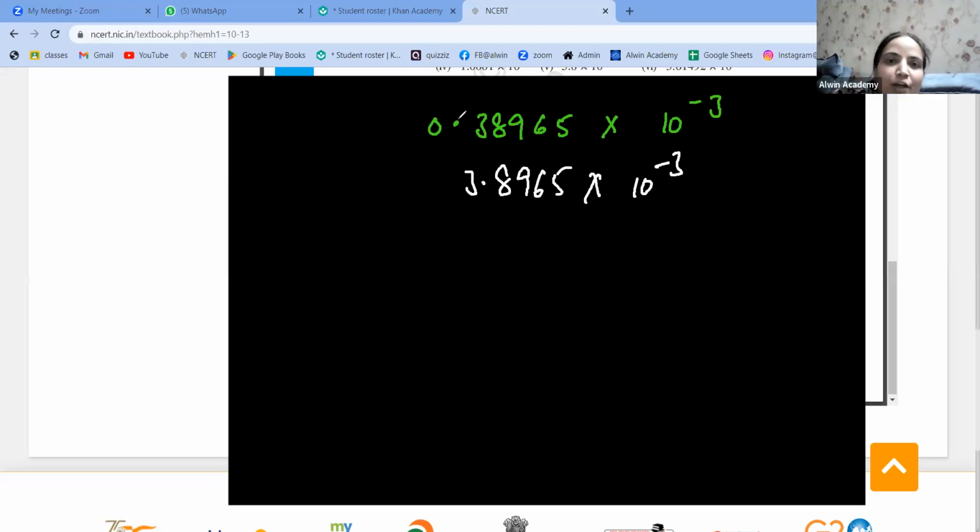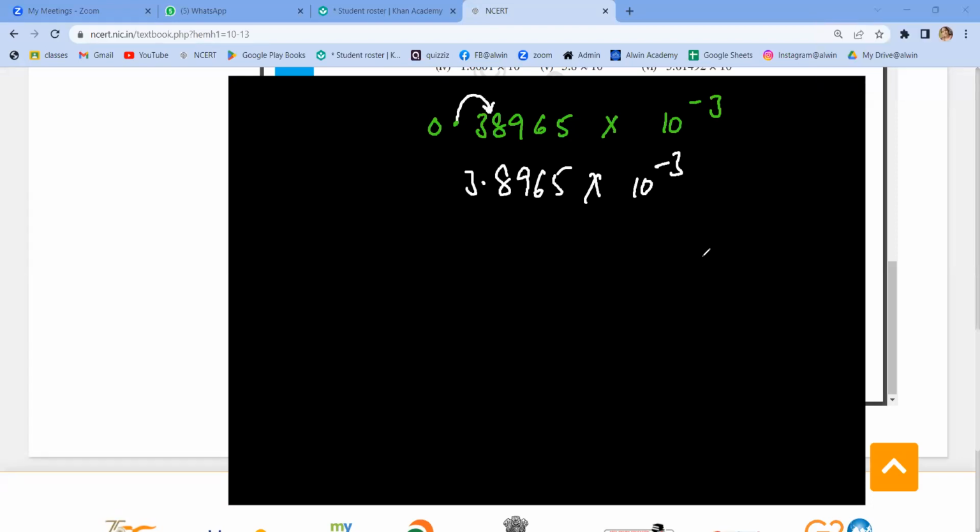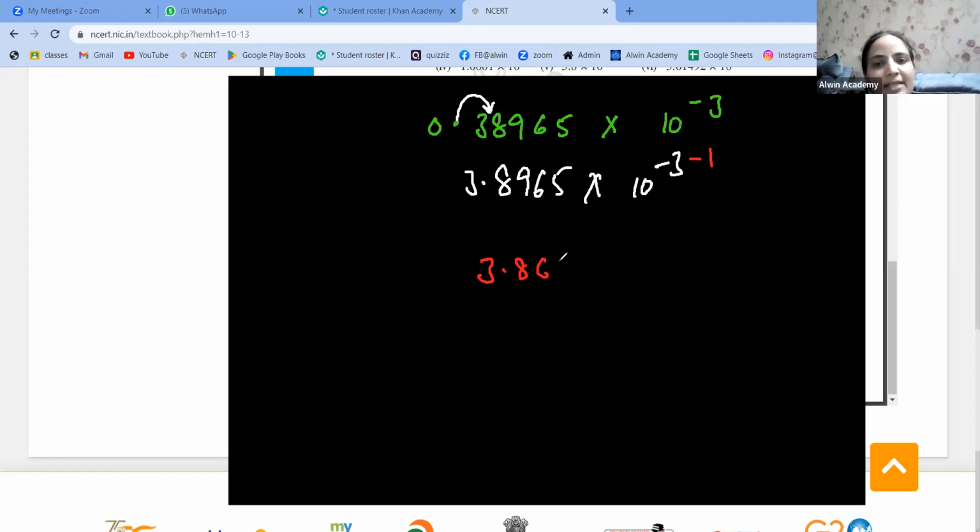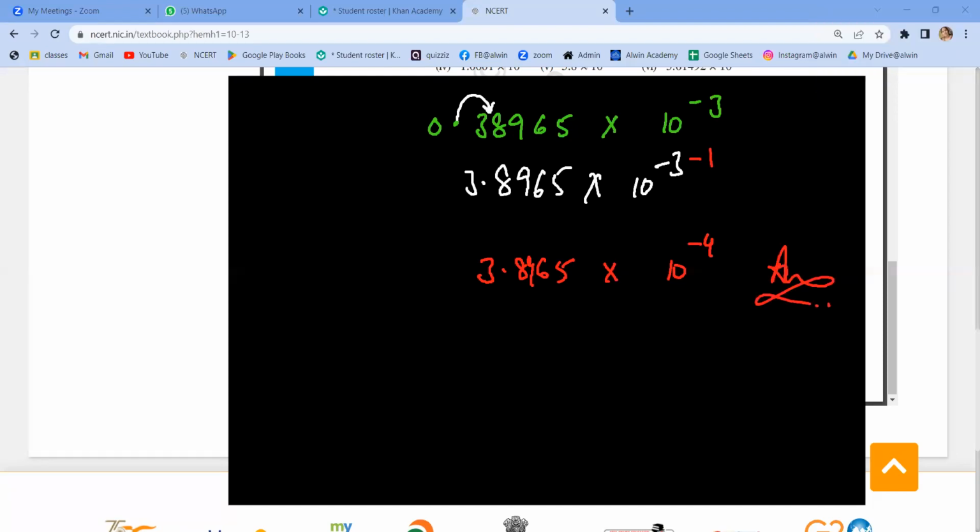Listen. You have moved the point to the right, no? So what did I tell you? When you're moving to the right, I told you the negative power will increase by 1. Yes. So it will be 3.8965, I missed the 8, 3.8965 into 10 to the power minus 3 and minus 1 is minus 4. That's the answer. Yes, ma'am. Got it or not now, Sridhar? Yes, ma'am. Clear now? Okay, next one you are answering now.